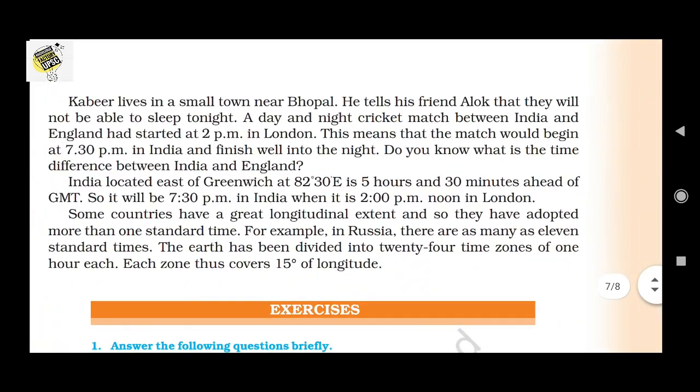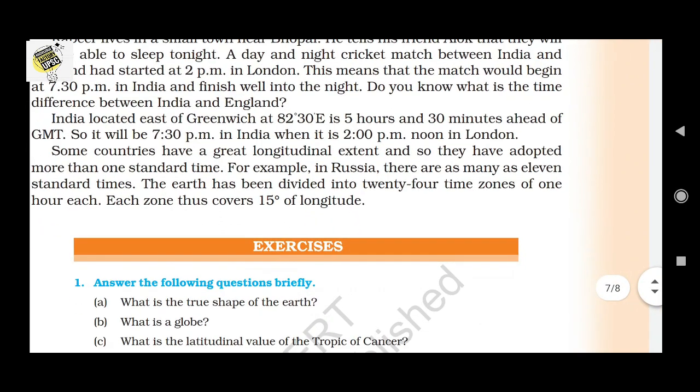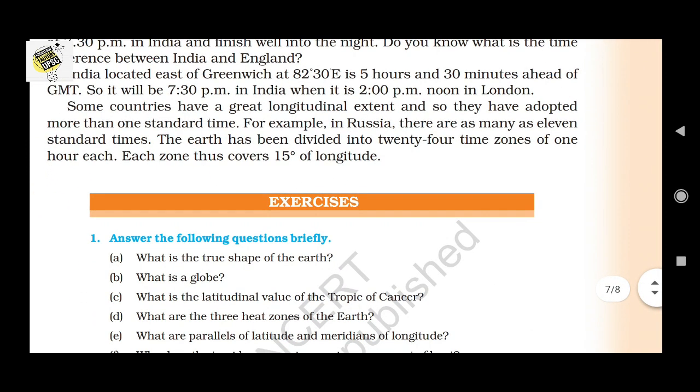The next important point: India, located east of Greenwich at 82.5 degrees or 82 degrees 30 minutes east, is 5 hours and 30 minutes ahead of GMT, the Greenwich Mean Time. So it will be 7:30 p.m. in India when it is 2 p.m. noon in London. Some countries have a greater longitudinal extent, so they have adopted more than one standard time.